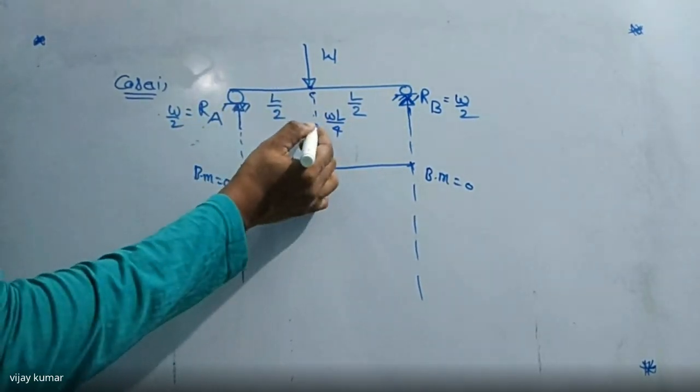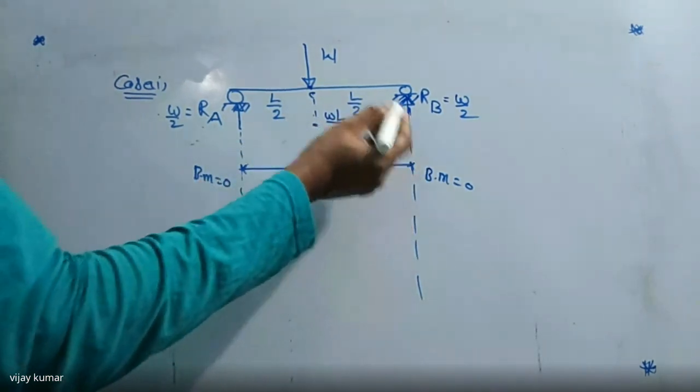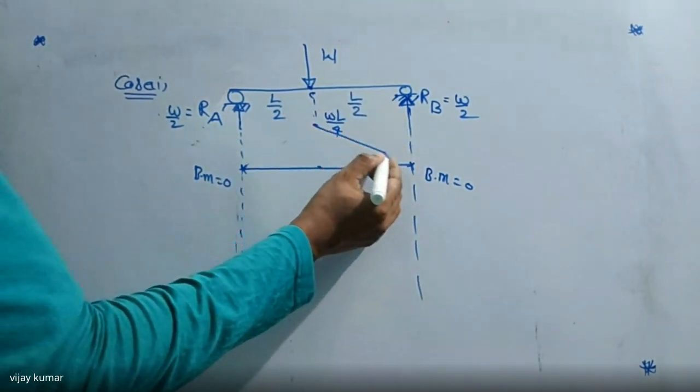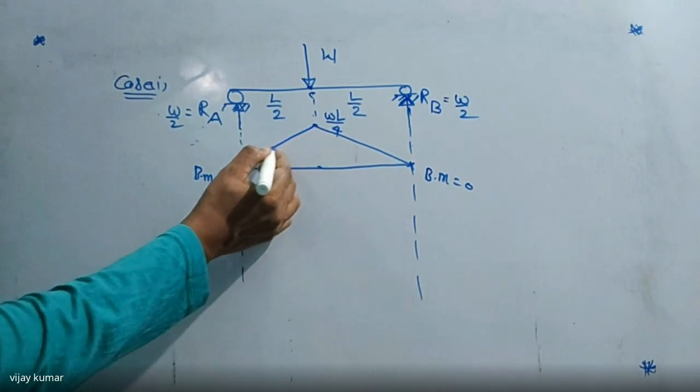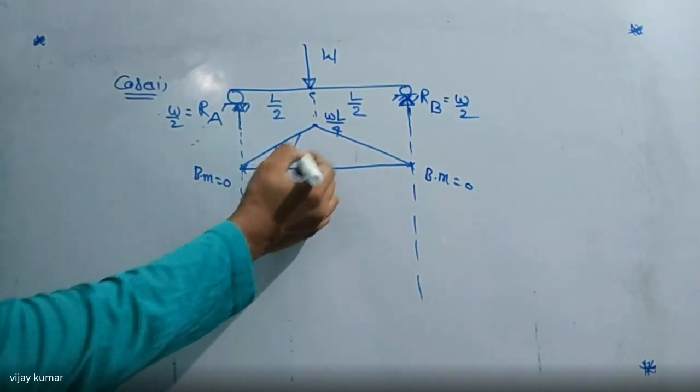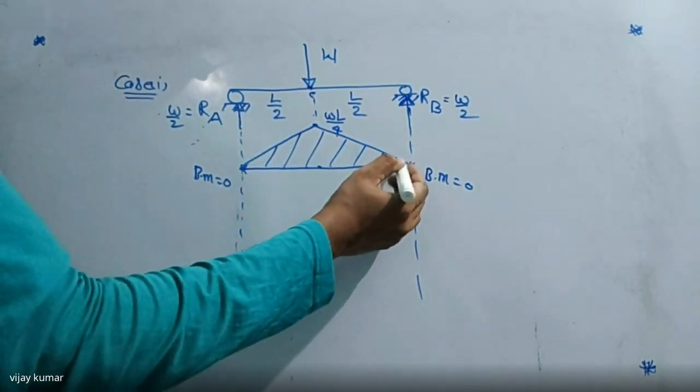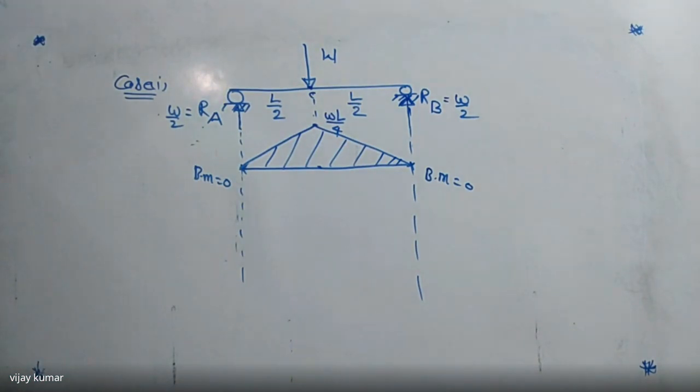But how to join these 2 points? It is a point load, so the bending moment diagram is a triangle. So this is the bending moment diagram. Did you get my point? Right. So that is the bending moment diagram.